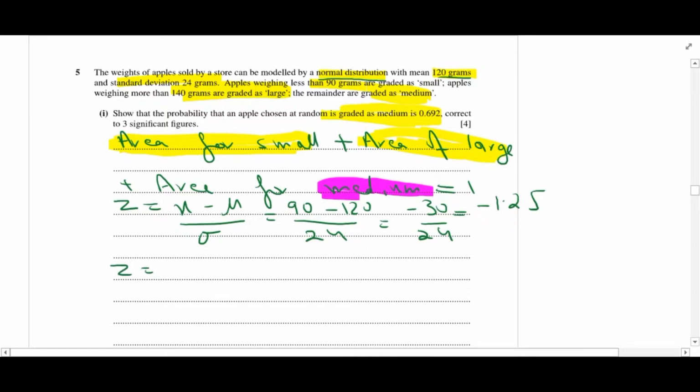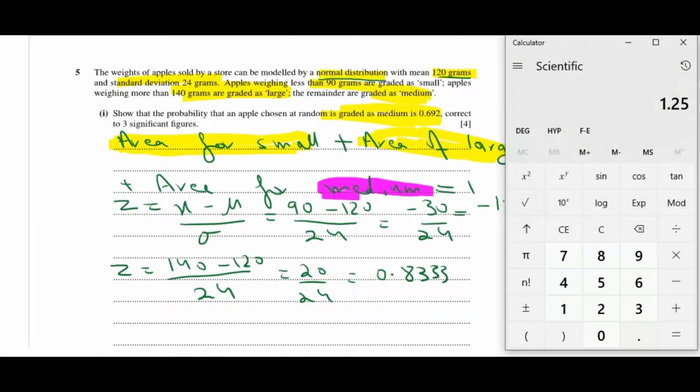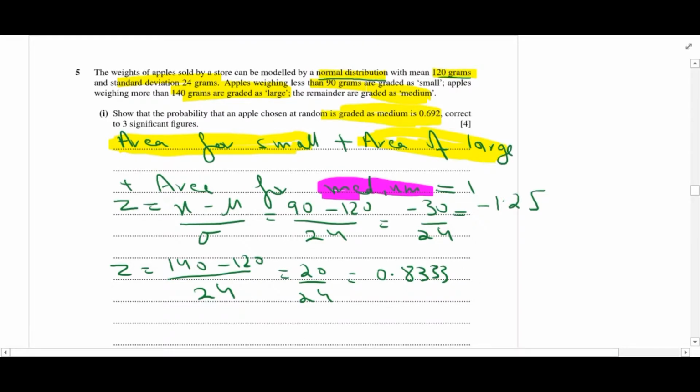For the large, we perform the same calculation. z equals 140 minus 120 upon 24, that would be 20 upon 24, which is 0.8333. Let me confirm it: 20 upon 24, yeah, 0.833. Now let me draw the diagram first so that it would be easier for you to understand.